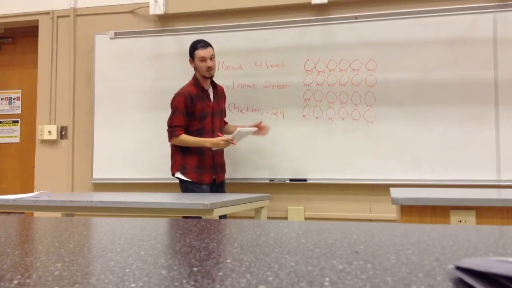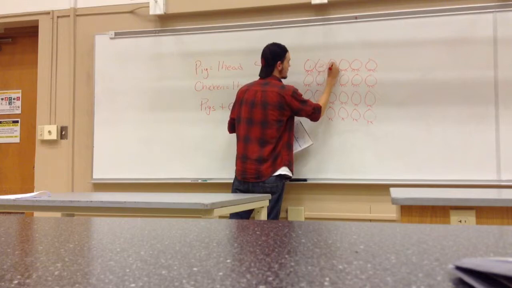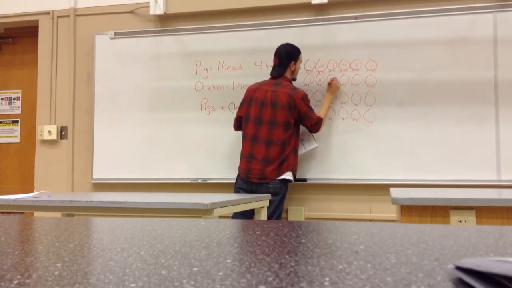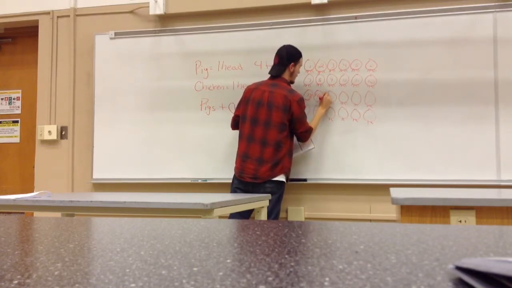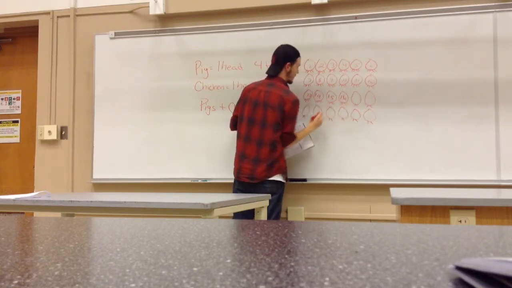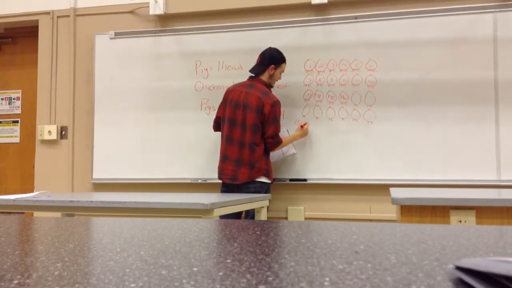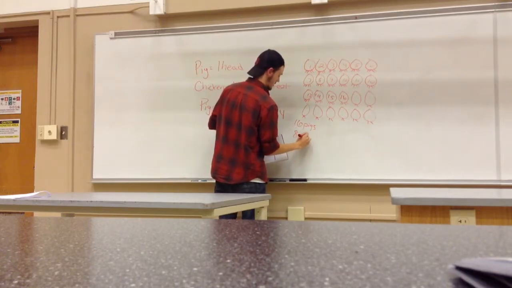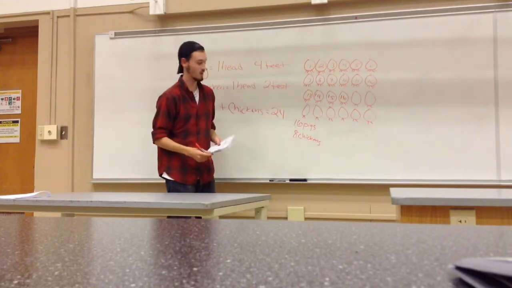So now we have 80 legs and 24 heads. So now we count up the number of pigs. 2, 3, 16. So we have 16 pigs and the rest are chickens. So our answer again is 16 pigs and 8 chickens. So we could do it that way.